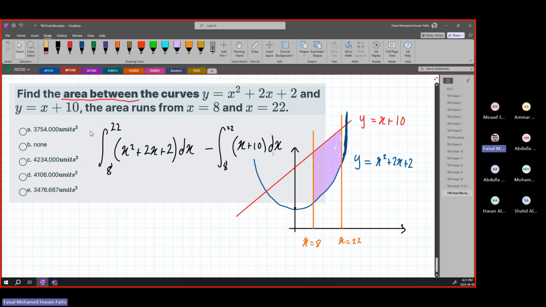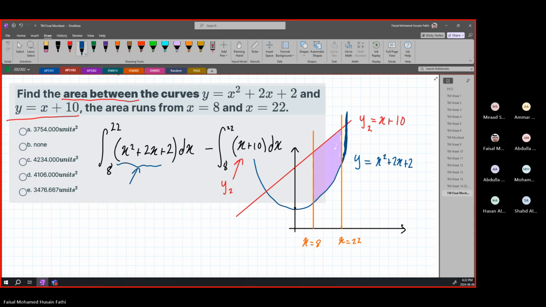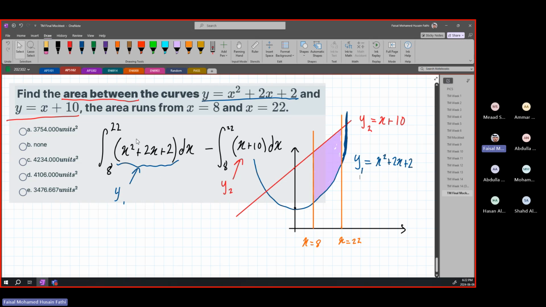This is what it means. You're going to be integrating your first one, which is in red. This one's in red, and let's say that this is y2. And this is our y1, which is y equals x squared plus 2x plus 2. You will always be integrating one minus the other. And the rule is usually the up minus the down.